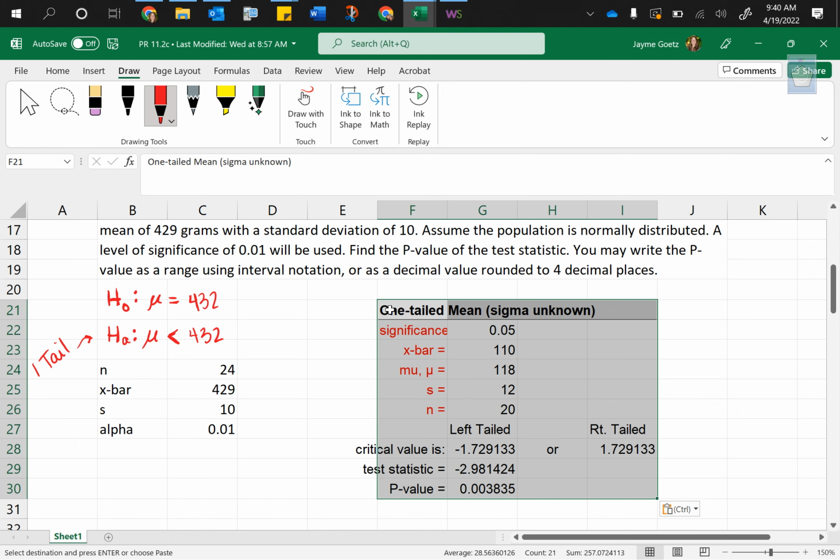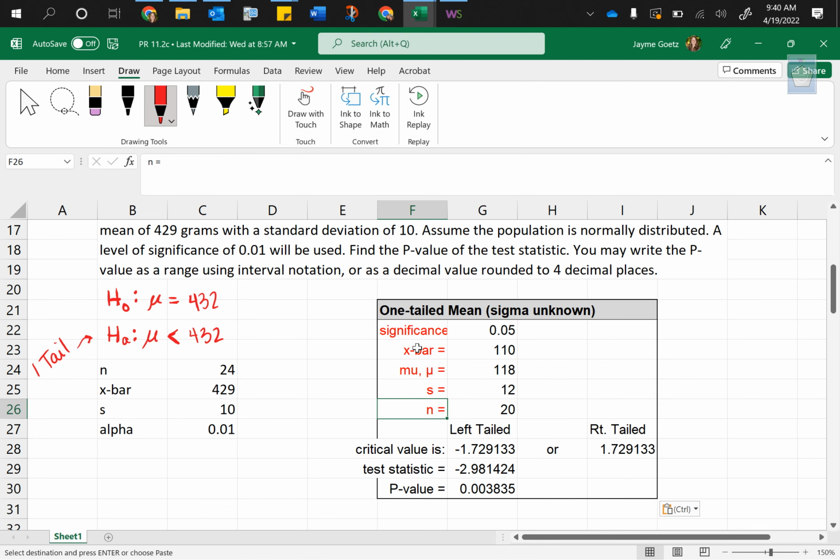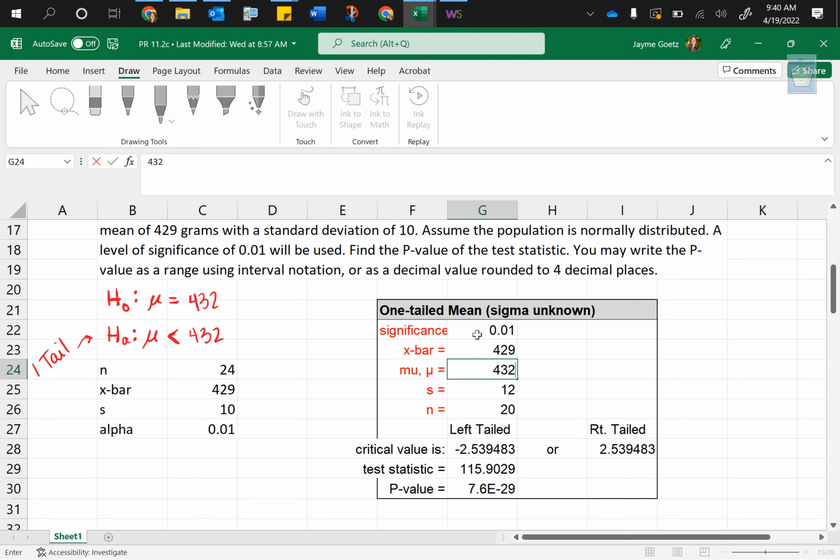Now, we only put in the information in red, okay? So significance, X bar, mu, S, and N. Everything else is filled out for us. So what is my significance here? 0.01. Good, that's my alpha. What is my X bar? 429. What is my mu? 432. Very good. What is my S? 10. And what is my N? 24.